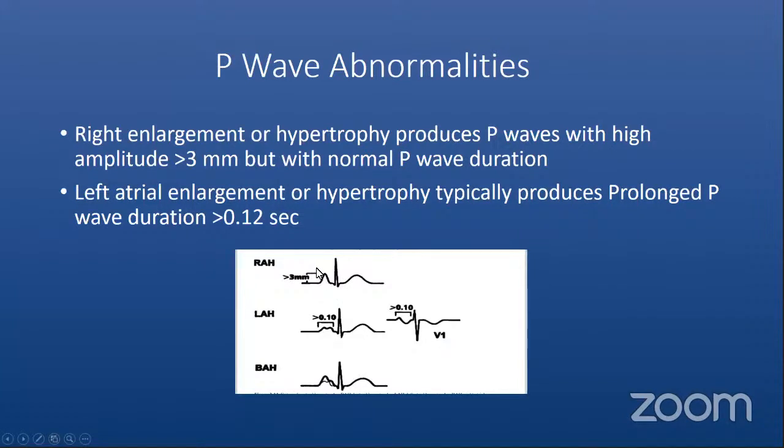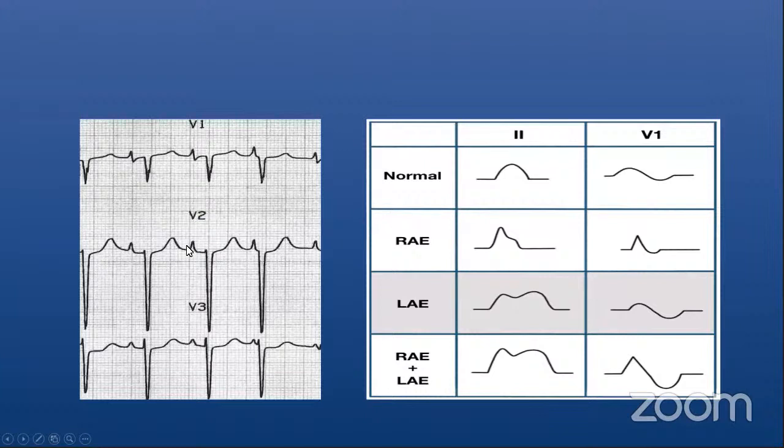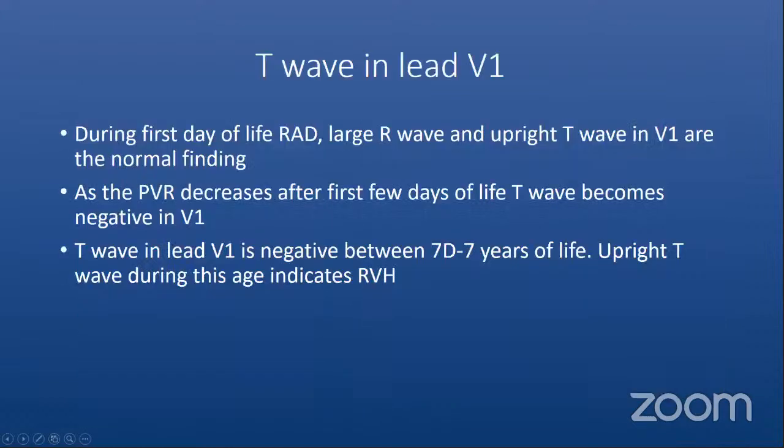If it's more than 3 millimeters, that will give you right atrial hypertrophy. If it's more than 0.1 second, or more than 3 small squares, that will give you left atrial hypertrophy. If both are combined, more than 3 millimeters in amplitude and more than 3 boxes in duration, that will give you biatrial hypertrophy. This is just to give you an example of the same. So it's a quite upright P wave, so right atrial hypertrophy in that, and right ventricular hypertrophy as well.